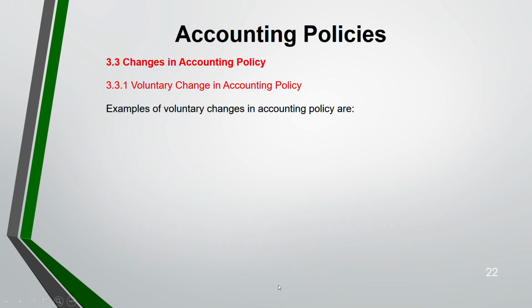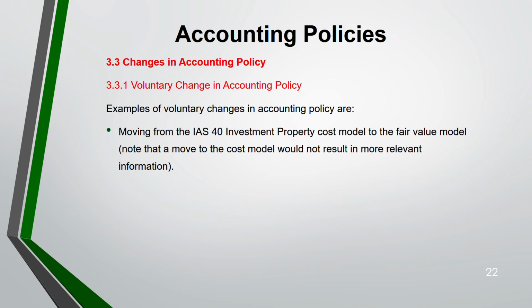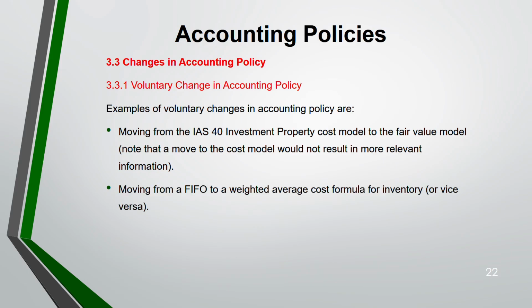Examples of voluntary change. You want to move under IAS 40, in your investment property, from cost model to fair value model. Okay, because you are feeling cost model would not result in more relevant information. If you move to fair value, it will give you more relevant information. So this is a change in accounting policy. Moving from FIFO to weighted average, or the other way around, weighted average to FIFO. Change in accounting policy, voluntary change in accounting policy. These are not mandatory by the standard.